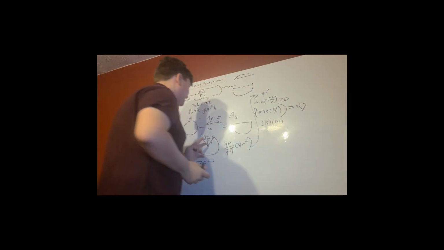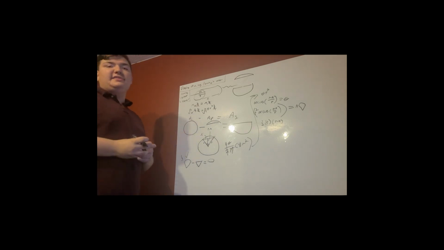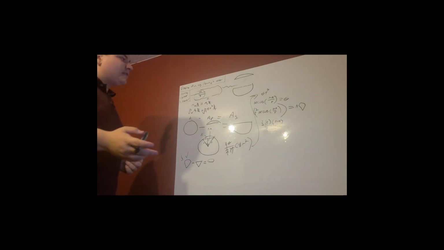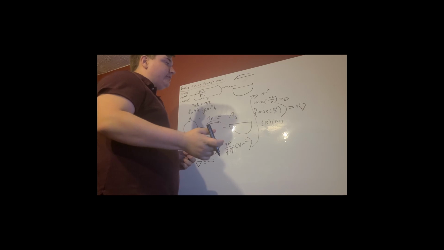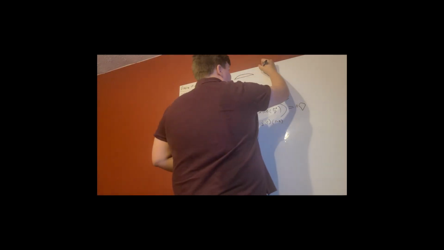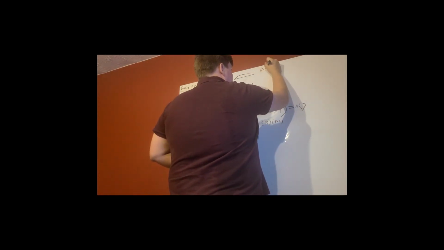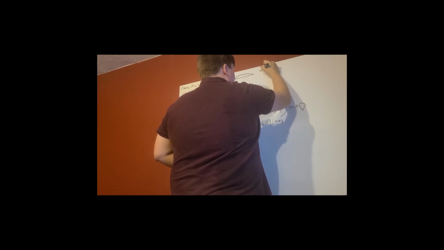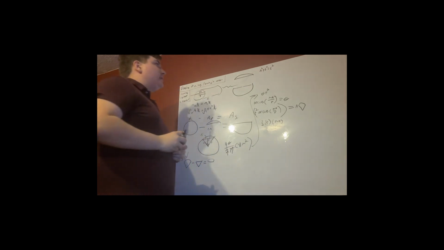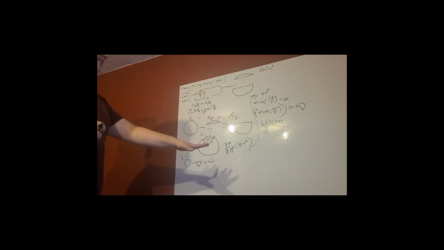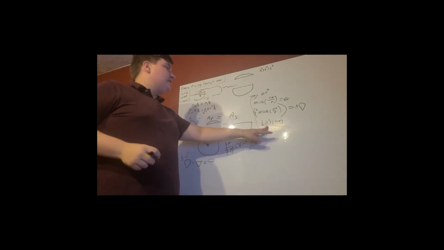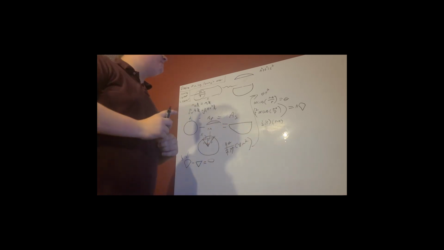So as I said earlier in this video, we don't know what x is. X is just a placeholder for us. And so we're going to be able to use the Pythagorean theorem, a squared plus b squared equals c squared. And this will allow us to find x in terms of r and h.